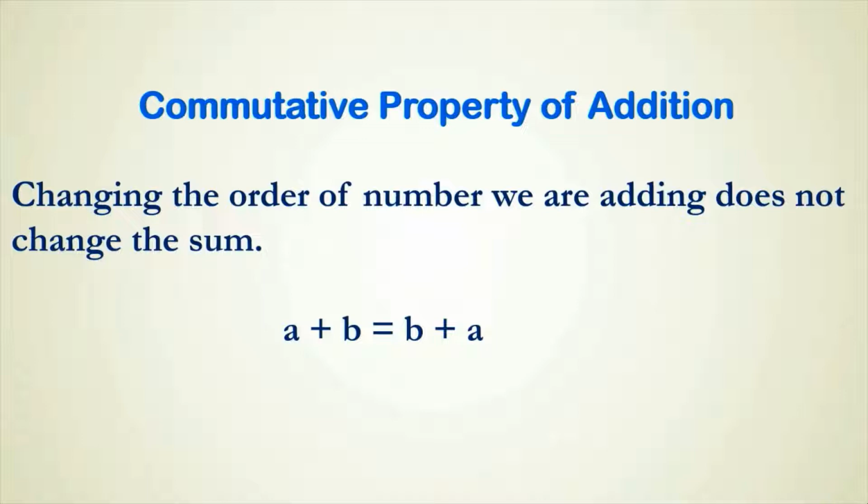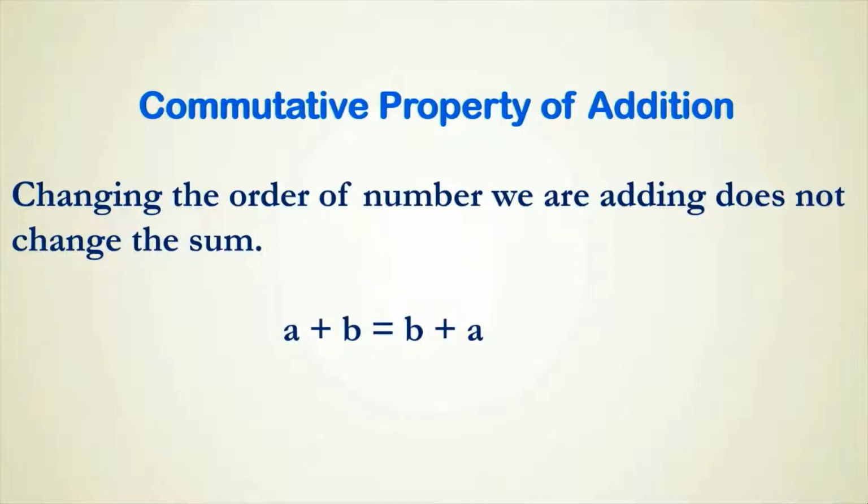The first property is commutative property of addition. It says when we add numbers together, changing the order of number does not change the sum. So say we have two numbers represented by A and B. Adding B to A gives the same result as adding A to B.